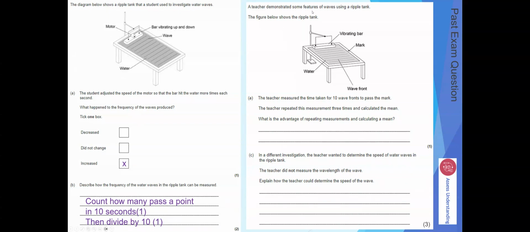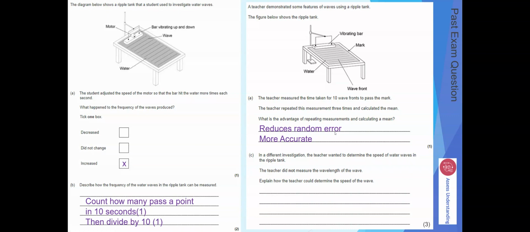A teacher demonstrated some features of waves using a ripple tank. The figure below shows the ripple tank. The teacher measured the time taken for 10 wave fronts to pass the mark. The teacher repeated this measurement 3 times and calculated the mean. What is the advantage of repeated measurements and calculating the mean? It's always the same answer for this, okay? It reduces random error and makes it more accurate. If you noticed one that was completely wrong, you could discount that as well.